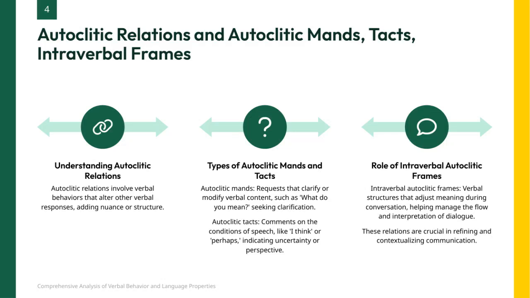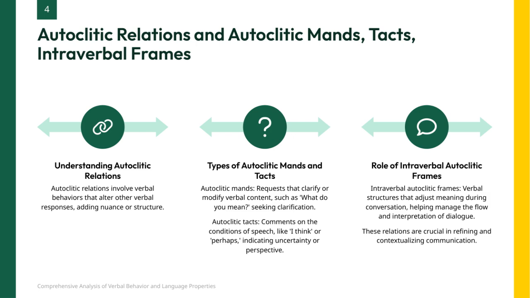Autoclitic relations are verbal behaviors that modify or enhance other verbal responses, adding important nuance and structure to our communication. For example, autoclitic mands are types of requests that help clarify or adjust what's being said. Something like asking what do you mean is an autoclitic mand because it seeks more information to better understand the message. On the other hand, autoclitic tacts are comments that reflect the speaker's attitude toward their own speech. Phrases like, I think, or perhaps signal uncertainty or a particular perspective.